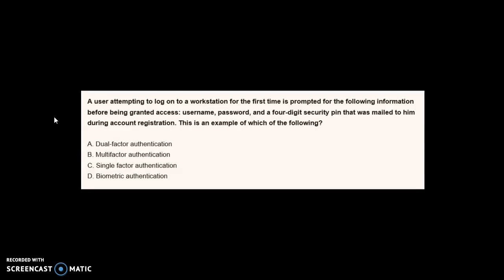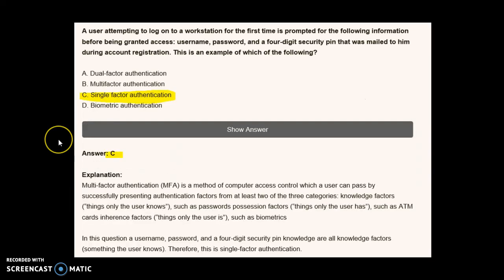Alright, a user attempting to log onto a workstation for the first time is prompted for the following information before being granted access: username, password, and a 4-digit security PIN that was mailed to him during the account registration. This is an example of which of the following? The answer is C, single-factor authentication.